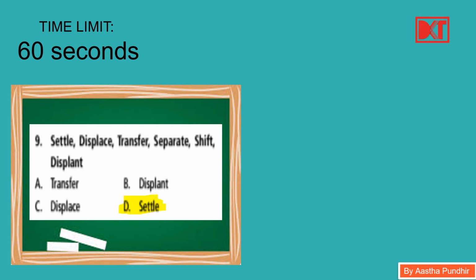Now all other words like displace, transfer, separate, shift, displant, they talk about moving away from somewhere. Displace means there's this one place and you leave that place, being displaced from it, moving to another place. Transfer also means the same thing. Separate also means going away from somewhere, like I separated from my family, so you move away from your family. Shift, displant, same thing. But settle means settling at this one place, which is the opposite.